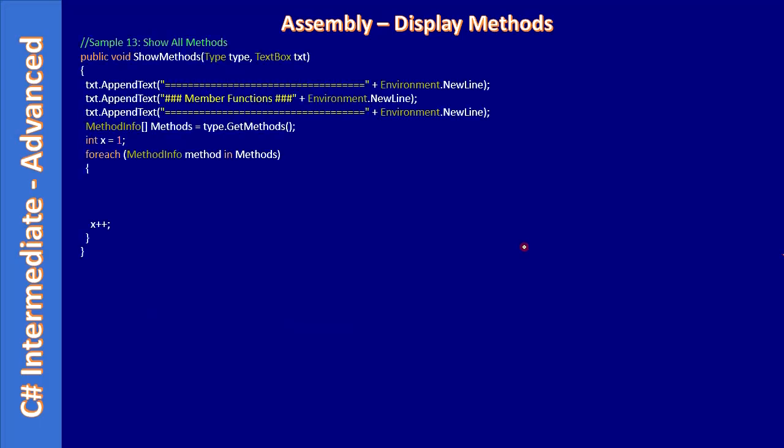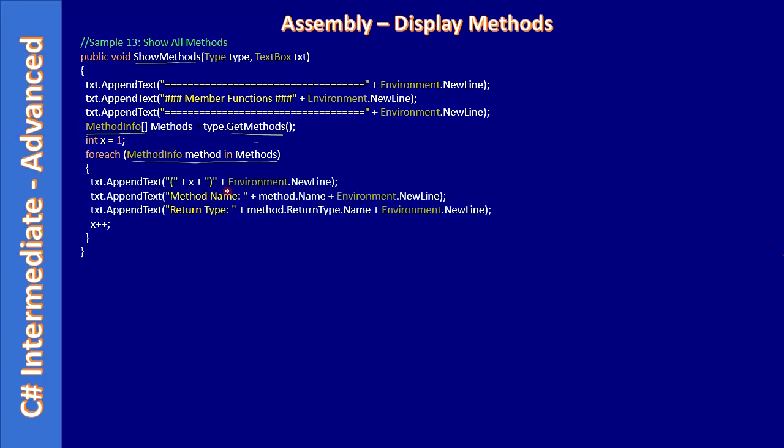Now we will display the method names, and if you see here we will write a function called show methods, just like what we did previously. And here from type we have to call get methods. This will give us a MethodInfo array, and the code looks similar to what we did previously. Now we are iterating through the MethodInfo methods. Methods is a method array, so we are iterating through it.